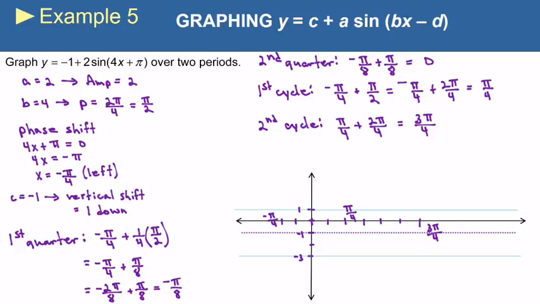Okay, now the pattern is middle, high, middle, low, middle. So starting back here at the horizontal shift and the vertical shift, put me right here. Middle, high, middle, low, middle. And then repeat the pattern and connect the dots.